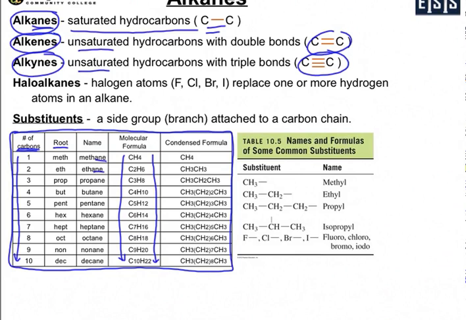So 1 carbon, the root is meth, and you put A and E at the end, so the name of the first hydrocarbon is methane. And as you go on, if there's 2, the root is eth, and therefore the hydrocarbon, when you fill it in with hydrogens, is called ethane. And so on down for prop, but, pent, hex, hept, oct, non, and dec.